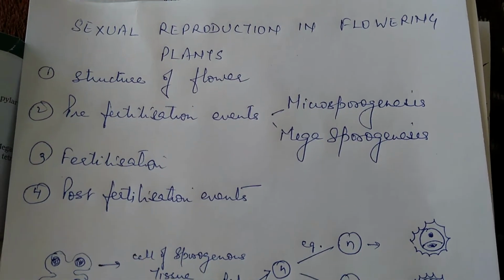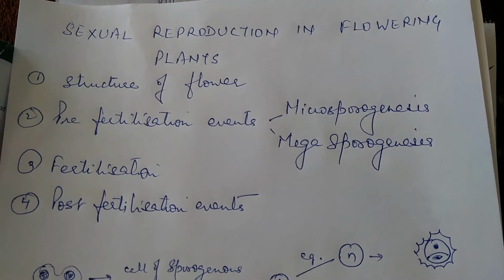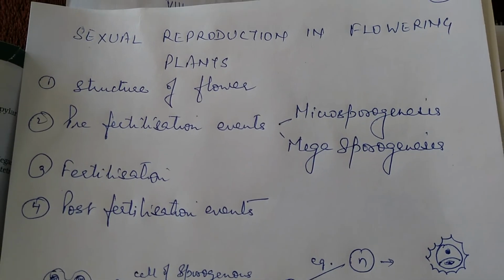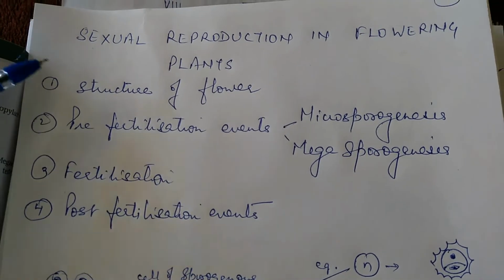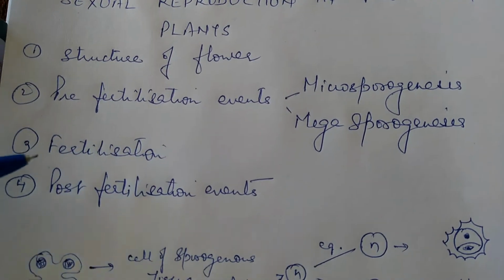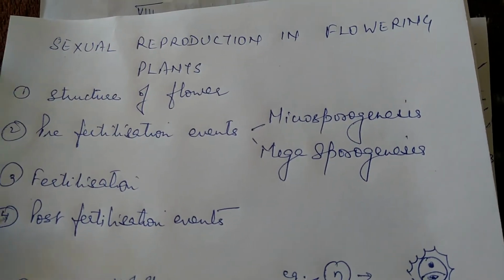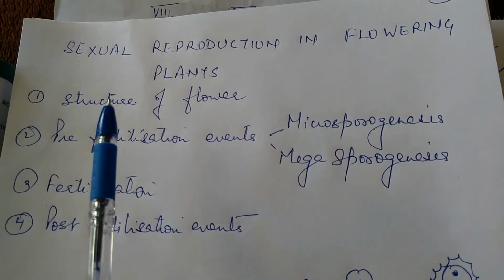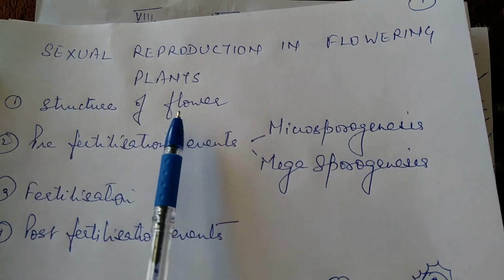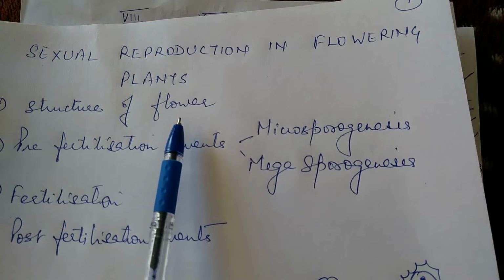Good morning, students. Today we are going to start with the second lecture of sexual reproduction in flowering plants. The major processes that we are going to study in this chapter: structure of flower, pre-fertilization events, fertilization and post-fertilization events. In the previous lesson, we have studied the structure of flower in detail, all the essential parts of the flower which are required for reproductive process.